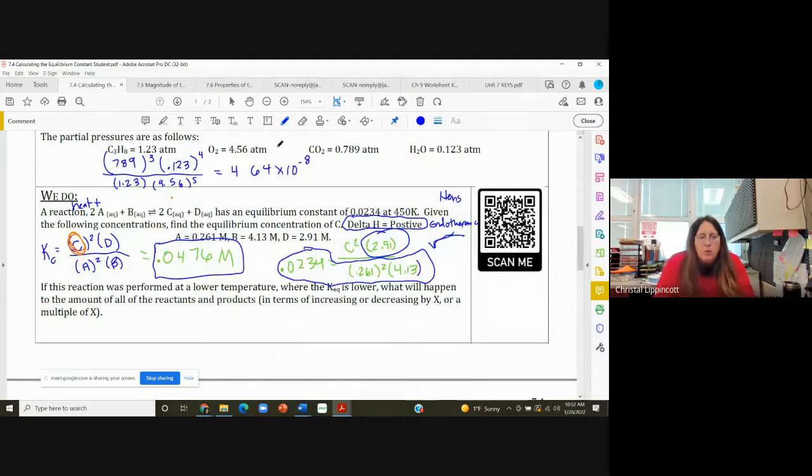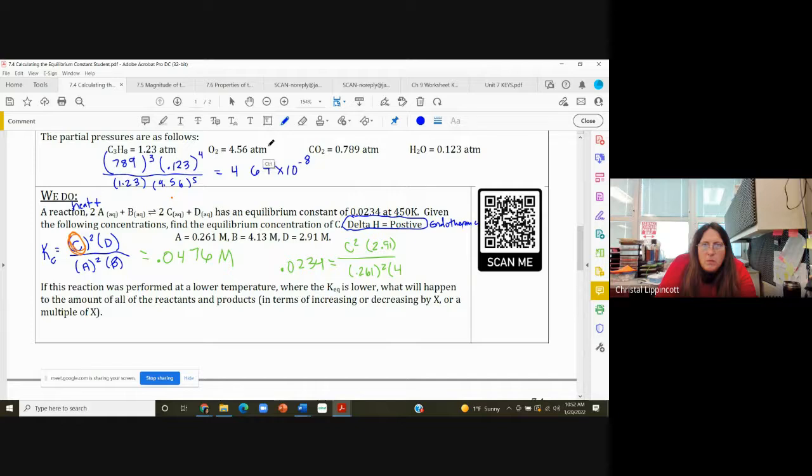Okay? You ready? So, this is a little more complicated, so I need you guys to pay attention to this one. In this reaction, if it was performed at a lower temperature, the KEQ is lower. What will happen to the amount of all the reactants and the products in terms of increasing or decreasing by X or a multiple of X?